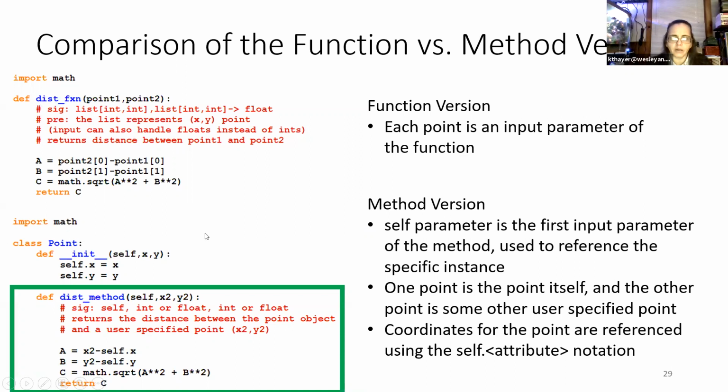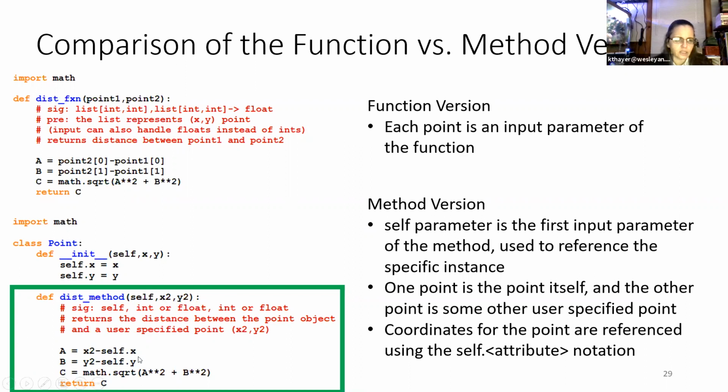The self parameter is the first input parameter. So here, let's just compare. Here is the definition of the distance in the method version. We see that we need to also include self, whereas we don't have that in just a regular function. But we also have some values here, x2 and y2, which is similar to having 0.1 and 0.2. Of course, these are just variable names, so what you call them is inconsequential. You can call them whatever you want, except self, which has to be called exactly only self. One point is the point itself, and the other point is some other user-specified point.